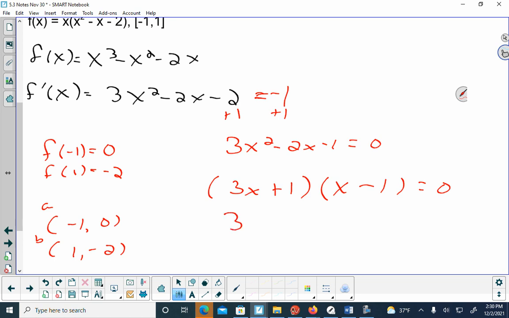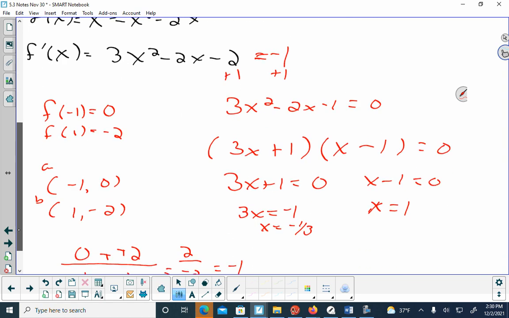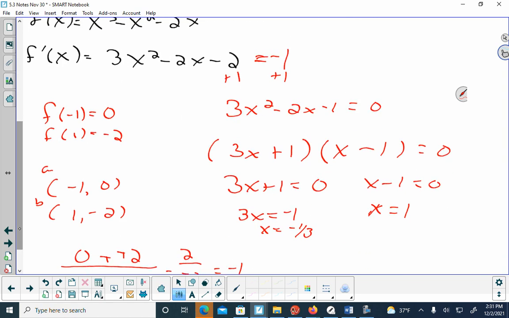So here I'm going to have 3x plus 1 is equal to 0, x minus 1 is equal to 0. 3x is equal to negative 1, x is equal to negative 1/3, x is equal to 1. Are both of those on the interval? Are both of those in the interval? Yeah, but is one an endpoint?